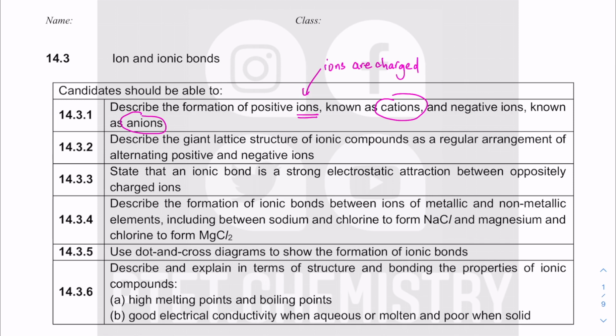Alright, so that's basically the main objective that I'll cover in this tutorial video, and I'll leave the rest for another lecture tutorial in this series on structure and bonding.